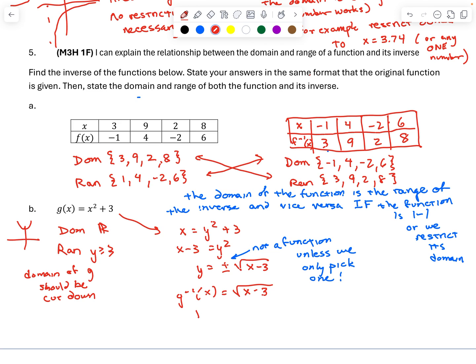And then what's the domain? It's x greater than or equal to 3. That matches with the range of the other. But what about the range? Oops, sorry. I like to color code these things. I know it's probably just me that cares.